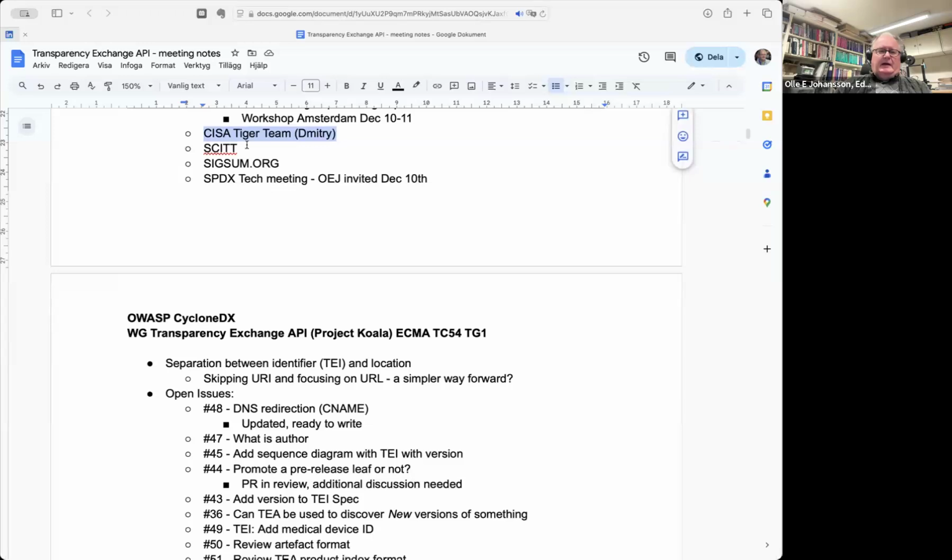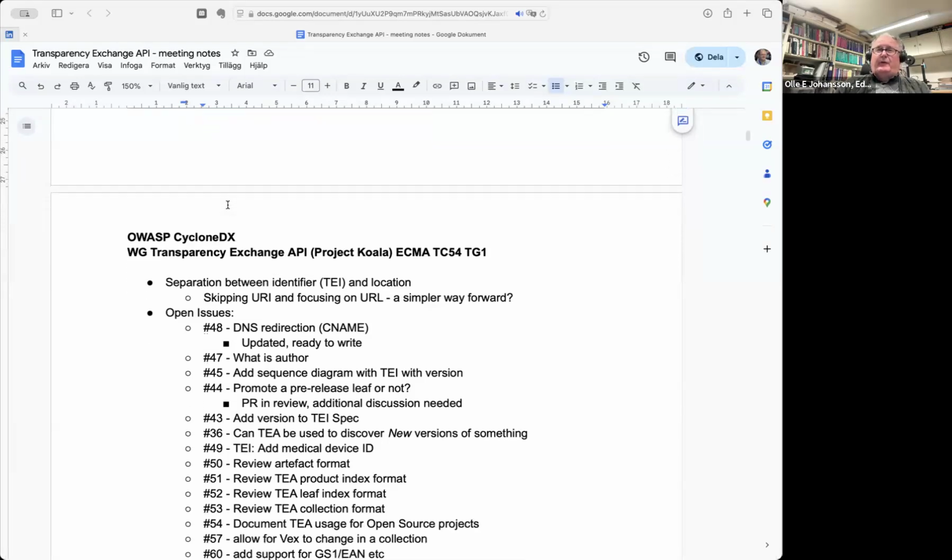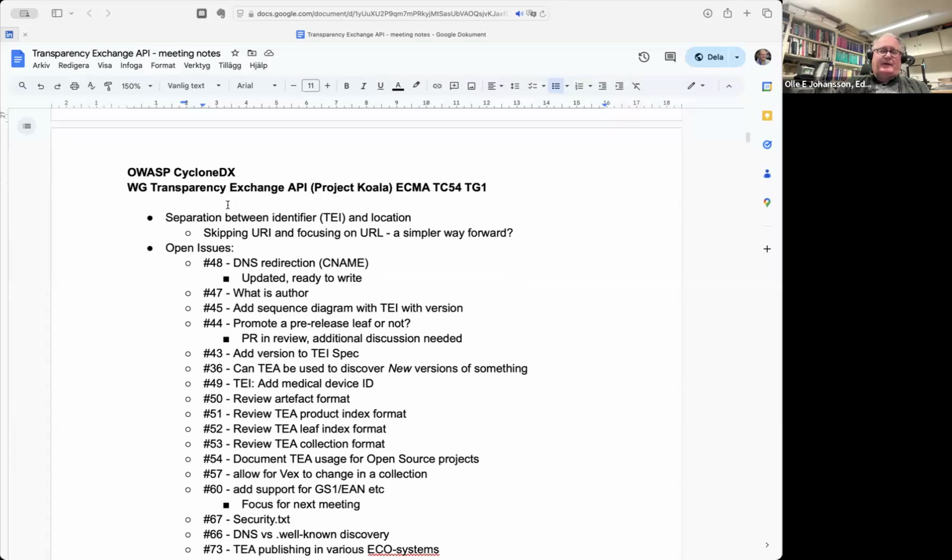Dimitri isn't here. Skit canceled the community meeting. So we'll see, but we're in talks about organizing something together surrounding transparency logs and digital signatures. And the same goes for SIGSUM. December 10th, I'm invited to the SPDX tech meeting to talk about TEA. This is a fairly small meeting, but with the core SPDX team. So I'm very happy for that. We've been discussing this for a couple of months now.